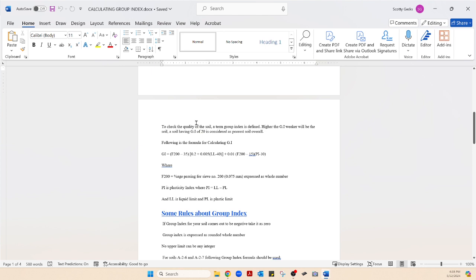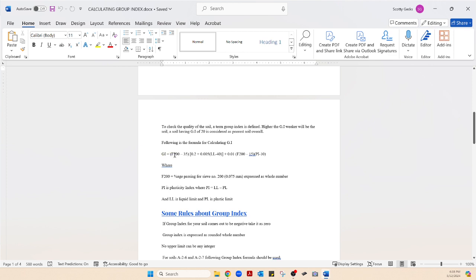Then it asks what the group index is. It's to check the quality of the soil. Group index is defined so that the higher the group index, the weaker the soil. I think I said that a while ago. A soil having a group index of 20 is considered poor soil overall.